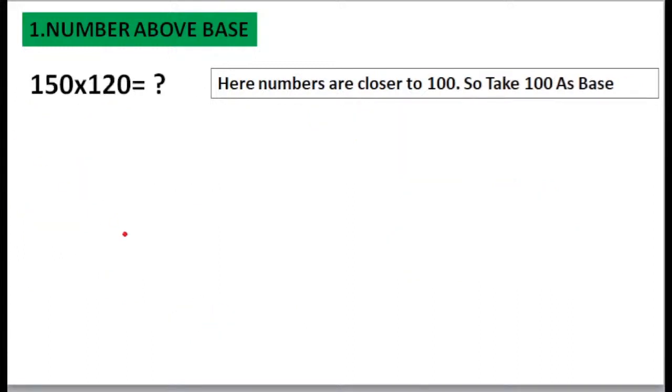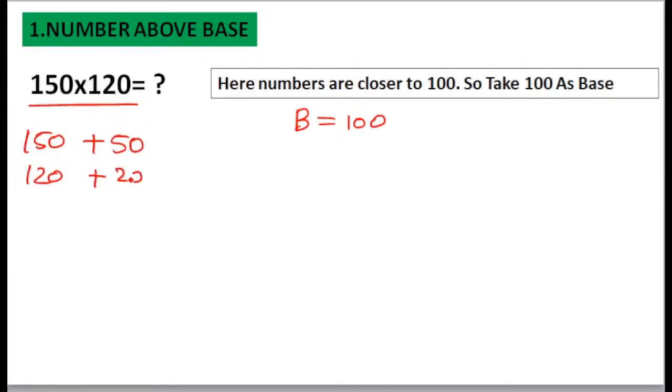Next is 150 into 120. Now here both 150 and 120 are nearer to 100. So your base will be 100. And 150 is 50 greater than 100 and 120 is 20 greater than 100. Now your RHS will be 50 into 20, that is 1000, and your LHS will be 120 plus 50, or 150 plus 20, that is 170.